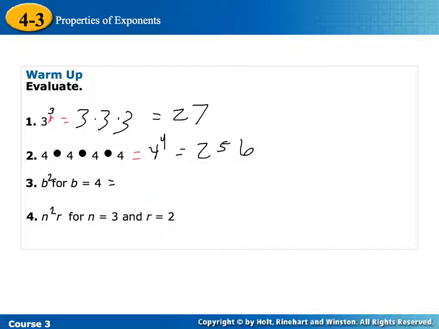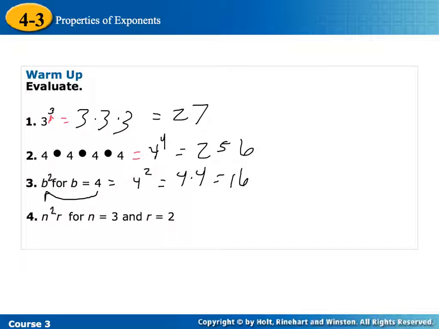Next one, b to the second for b is 4. I'm going to plug in this 4 here, and I get 4 to the second, which is 4 times 4, which is 16. Breaking it down, understanding what that exponent means.